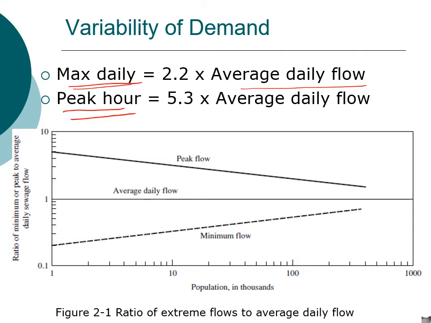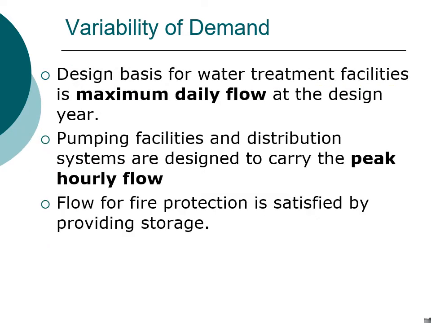You can use these two multipliers to calculate the max daily and the peak hourly, or you can use the graph in your text, which actually has a calculator embedded in it, and that allows you to more accurately calculate that maximum daily and peak hourly flow rates.